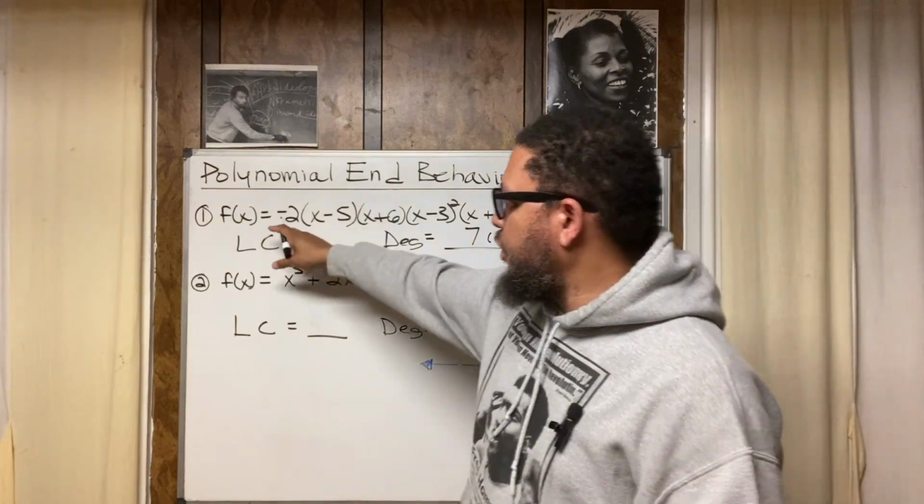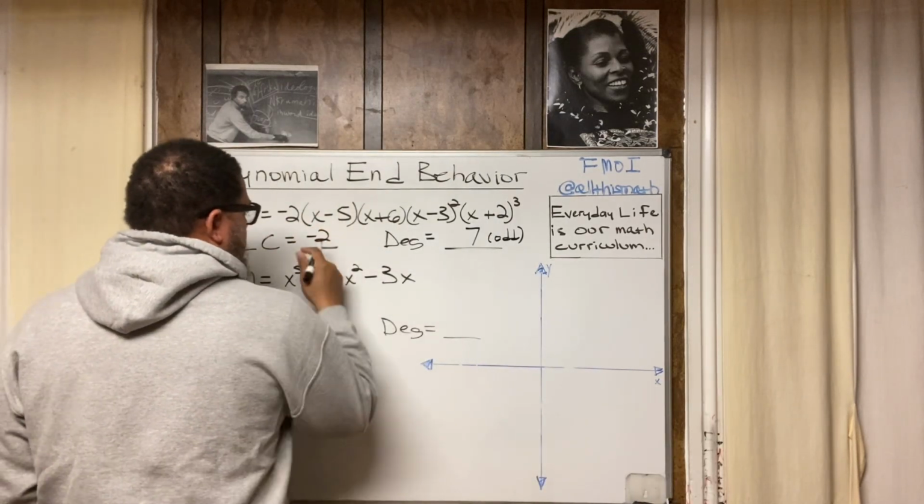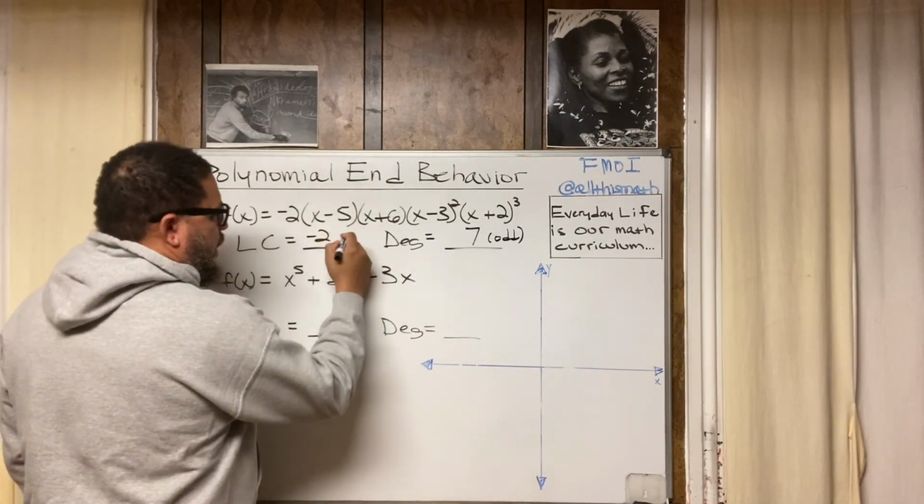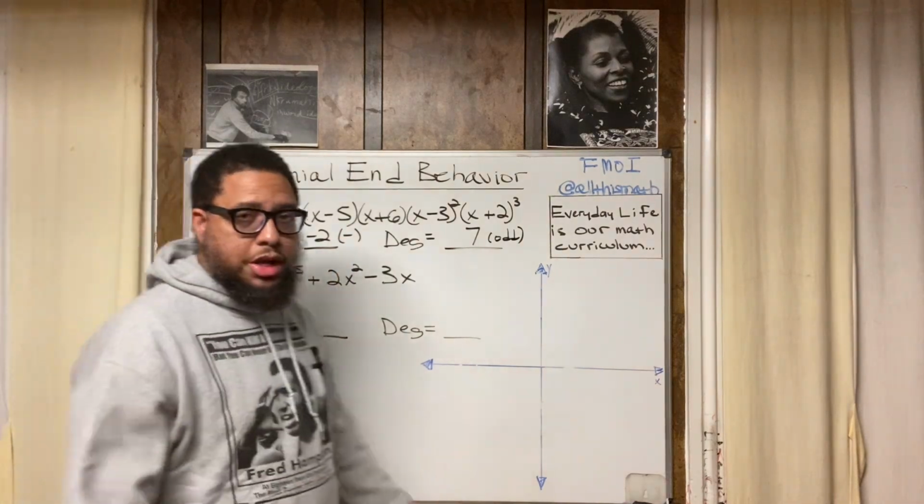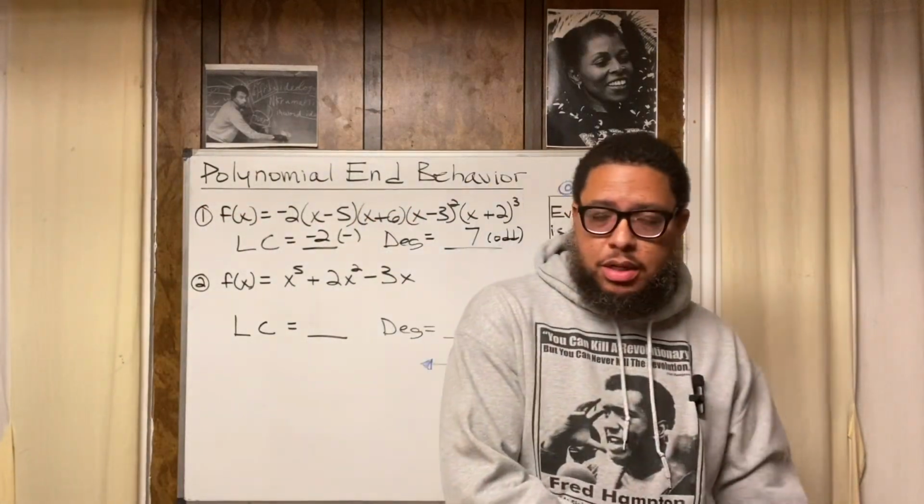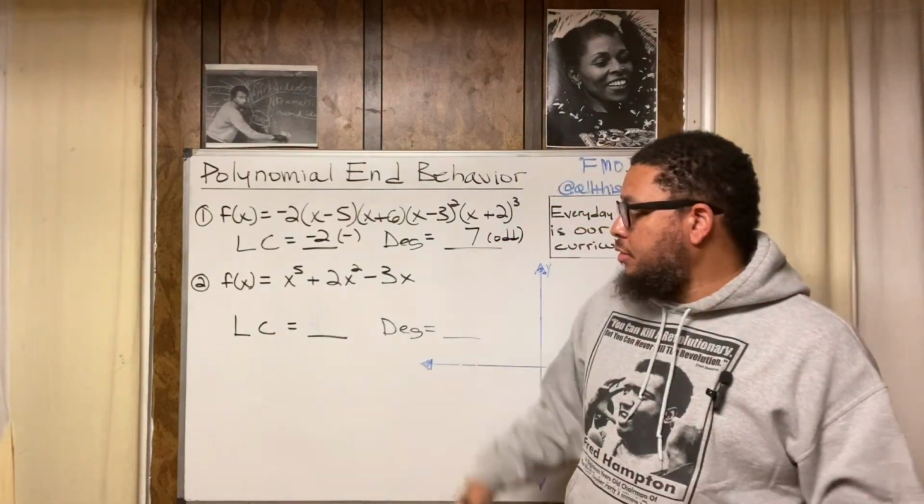Now, what's my lead coefficient? It's a -2. In terms of the lead coefficient, you only care about whether it's positive or negative. That's what you care about. So with my degree, is it odd or even? With my lead coefficient, is it positive or negative?